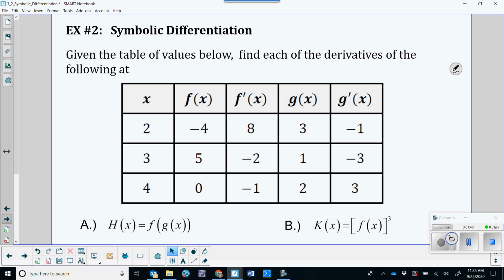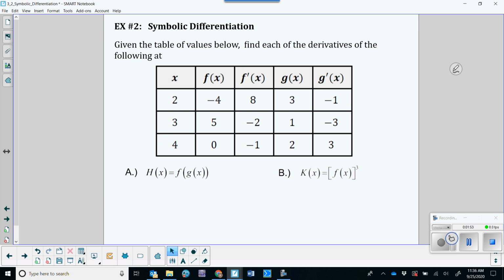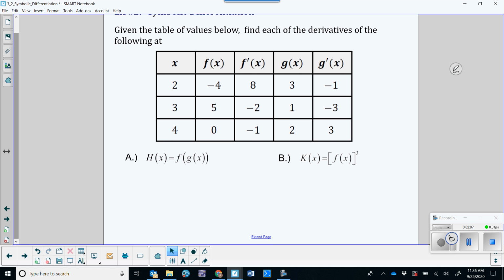All right, so let's go to another example with a table that's going to ask a lot of things. So here we have this table of values, and they've given us x for 2, 3, and 4, and f of x, f prime, g, and g prime. So they gave us all those values. And then they're asking us to find various things. So we want to find the derivatives for each of the things given. So A says capital H of x, so that means I'm wanting to find capital H prime of x. So I need to do that. I'm going to do this symbolically with what I have.